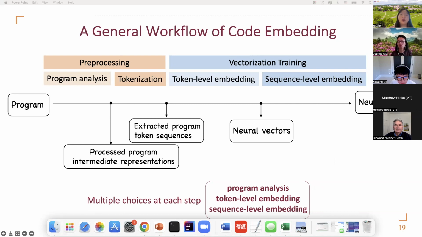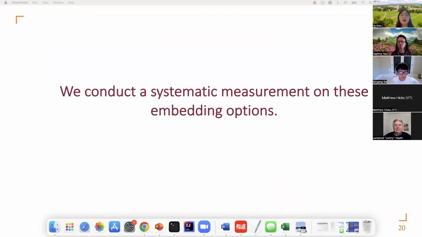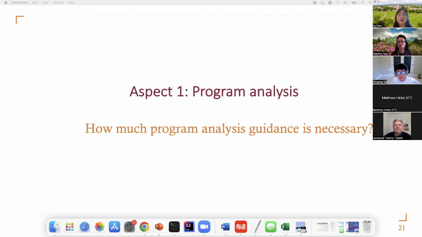According to this workflow, there are multiple choices when performing program analysis, token level embedding, and sequence level embedding. To understand them, we conduct a systematic measurement on these embedding options. First of all, we care about program analysis. We wonder how much program analysis guidance is necessary.